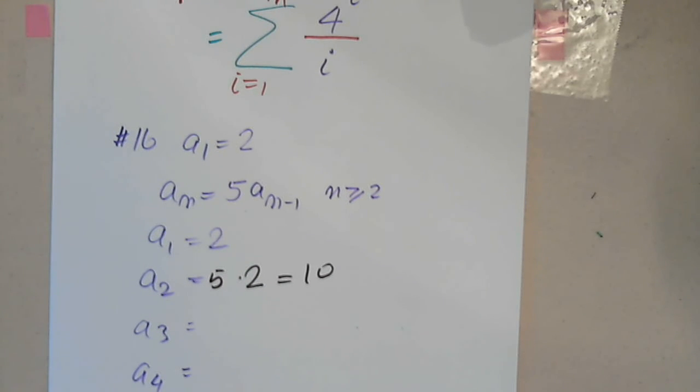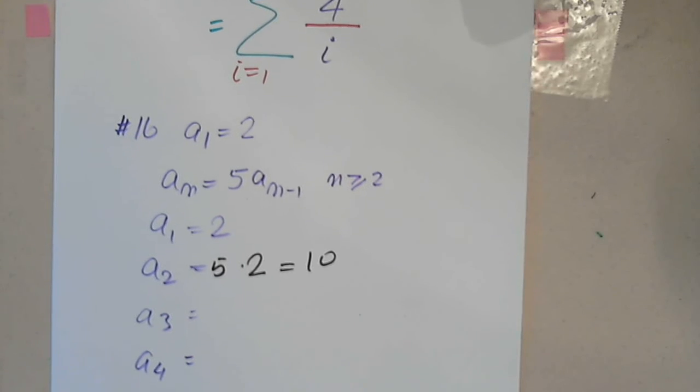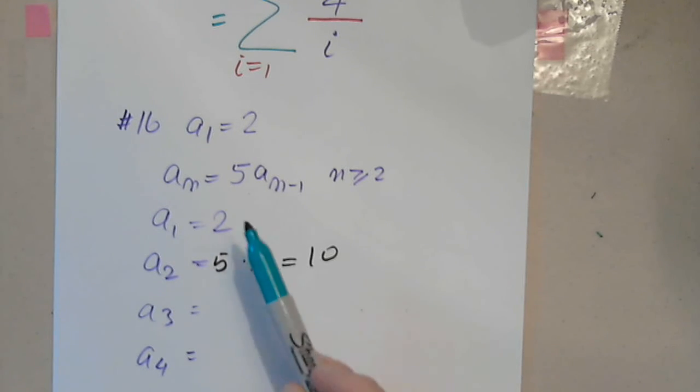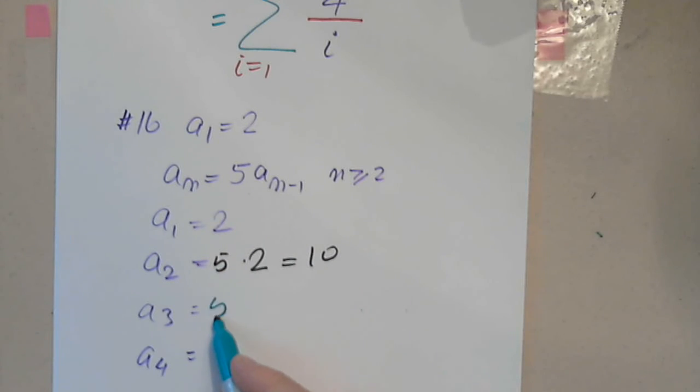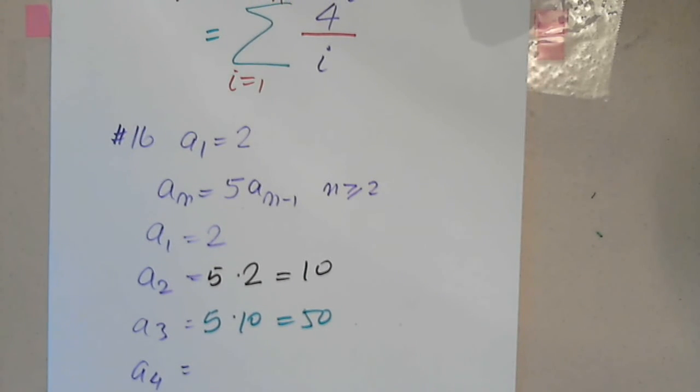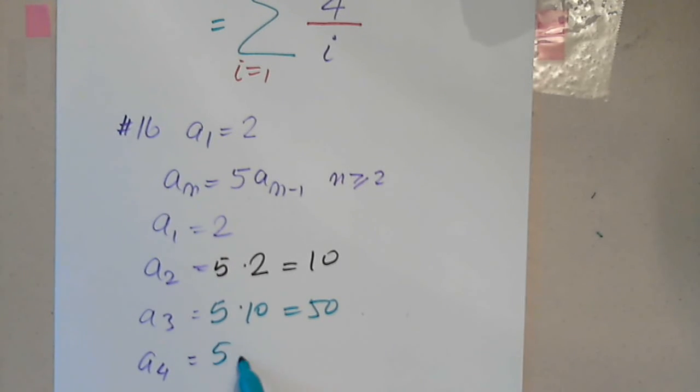a sub 3. 10 times 2. It's 5, right? Yes. The formula says 5 times the previous term, so it'd be 5 times 10. Very good. And a sub 4? 5 times 50. Excellent. That's it.